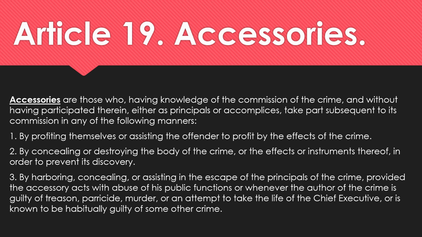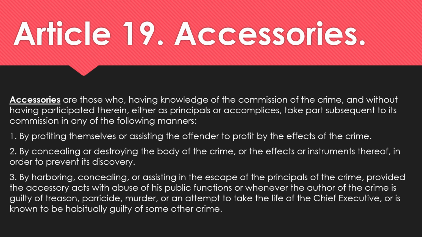So you could be an accessory of the crime, and whether you like it or not, the penalty depends on the main crime committed by the principals. So it depends upon the commission of the crime. Third, by harboring, concealing, or assisting in the escape of the principals of the crime, provided the accessory acts with abuse of his public functions or whenever the author of the crime is guilty of treason, parricide, murder, or attempt to take the life of the chief executive, or is known to be habitually guilty of some other crime. So they will be considered as accessories of the crime.